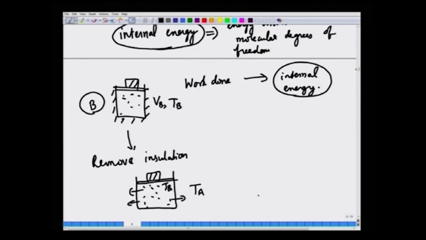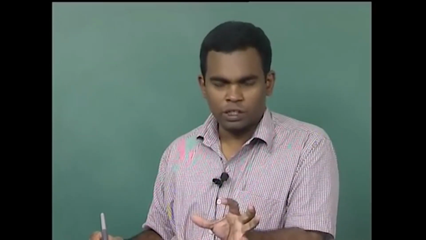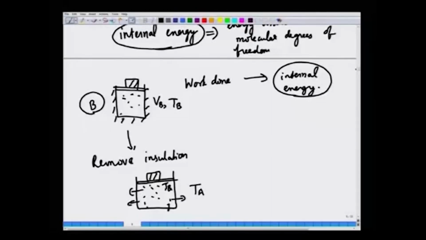We know from experience that whenever you have a hot body present in a cold atmosphere, the hot body will eventually cool down, and there is a transfer of energy, that is heat transfer, that happens from the hot body to cold body. That is what will happen, and eventually you will have the system with temperature Ta, because it has lost all the energy to the surroundings, but volume is still Vb.